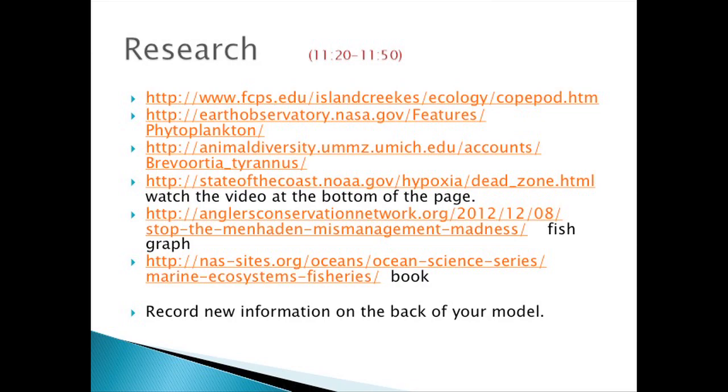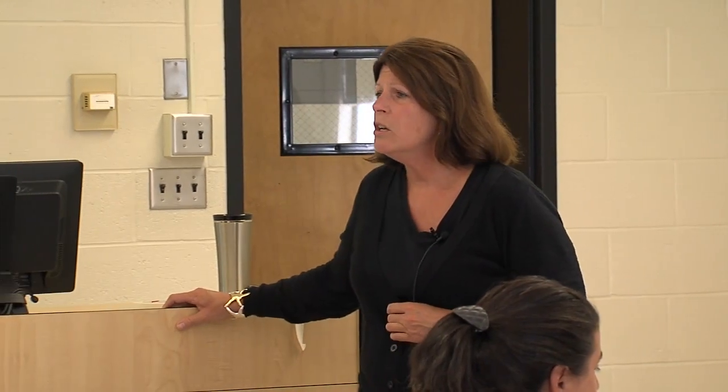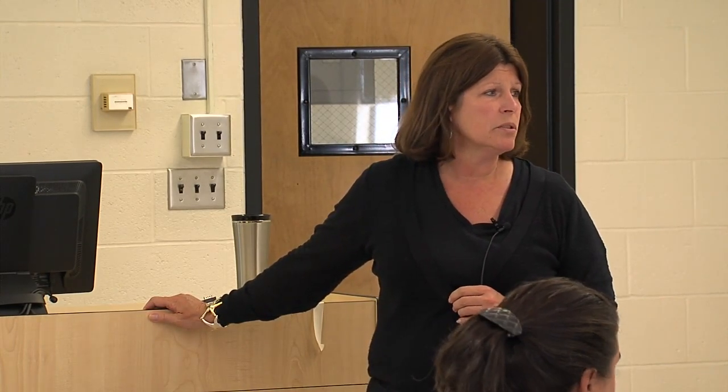There's a hypoxia website from the USGS, the United States Geological Survey. There's also the Connecticut DEEP website. And down at the very bottom is a NOAA website, and there's a video on that page that you can watch to see if you can gather information. So the goal of doing these investigations right now is to gather more information to revise your model to represent what really did happen to those fish.